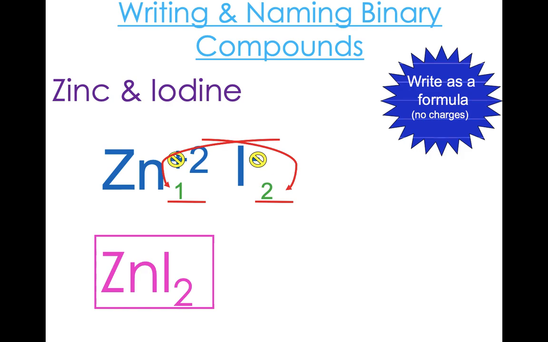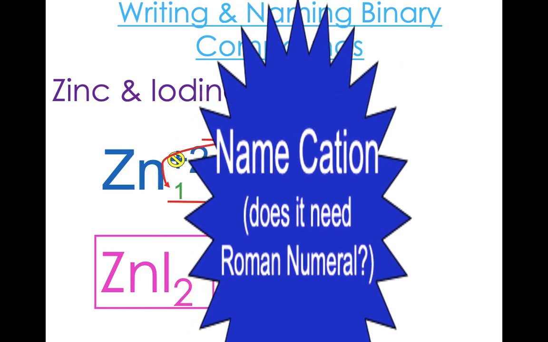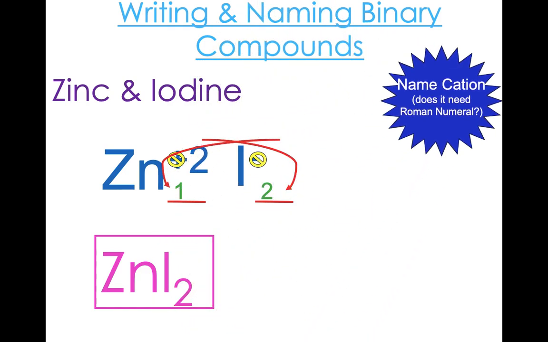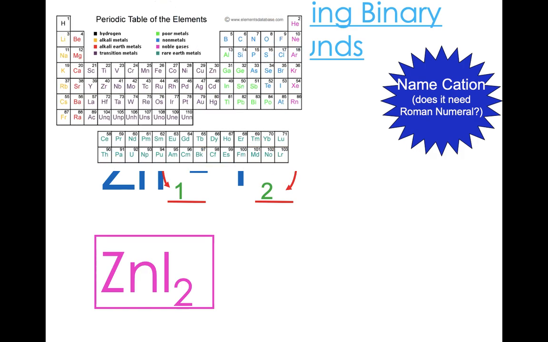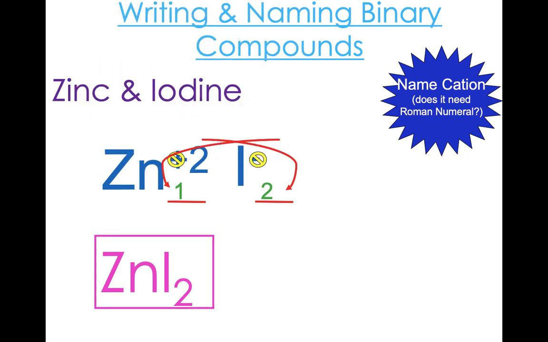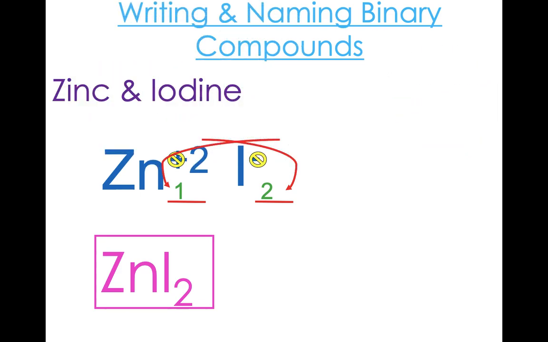Now we need to name it. Zinc is our cation. Does zinc deserve a Roman numeral? Let's look at the periodic table. Now here is zinc. Yes, zinc is on our D/lower P block. However, keep in mind, there are a few in that area that do not deserve Roman numerals because they only have one form. And look at that. Zinc is one of them, so zinc does not get a Roman numeral. So zinc is just simply zinc.